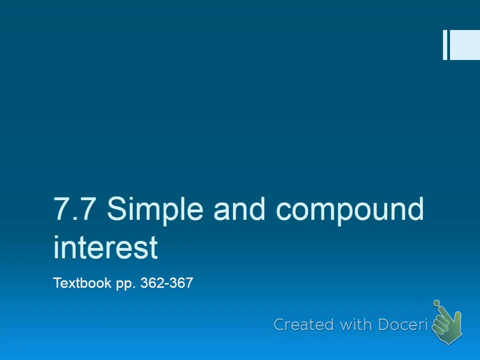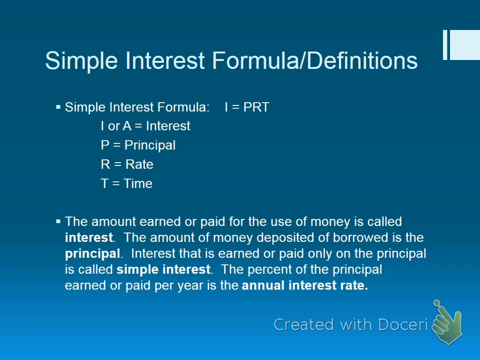So we're in 7.7, simple and compound interest. 3 formulas in today's lesson. The first formula is I equals PRT, where I stands for interest, not A. I stands for interest, P stands for principal, R is rate, and T is time.